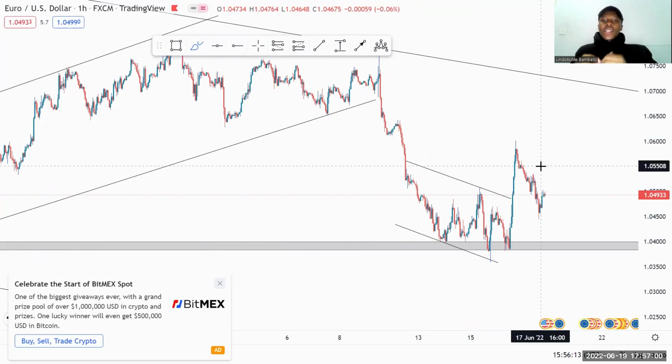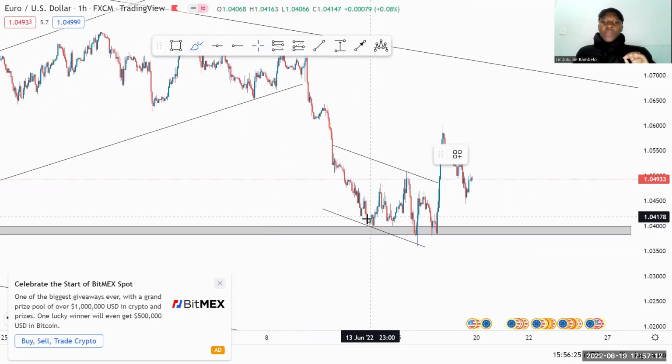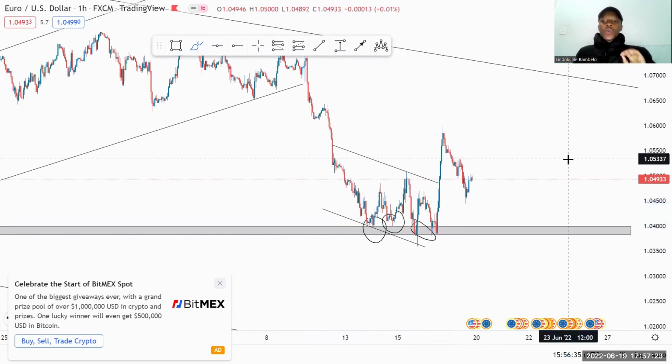When the market was selling for the longest possible time, in Forex terms we say that the market was oversold. If you look at how strong this support level was, you would see that the market rejected it the first time, rejected the second time, rejected the third time, and rejected it for the fourth time now, which was more like a confirmation that indeed the market was ready to go to the upside.